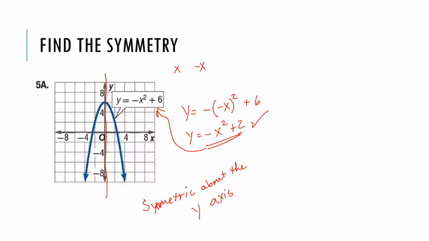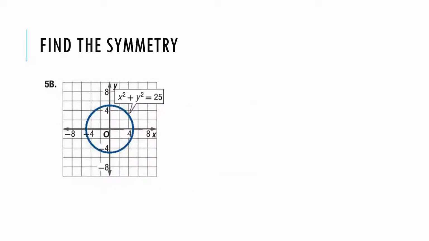Let's try another symmetry problem. Find the symmetry. Well, it looks like this could be a mirror, and it looks like this could be a mirror. Now, if it's the origin, then this is a mirror. And all three lines look like they could be mirrors. So I'm going to say it may be symmetric in all of them. So let's take a look here. Let's try y with negative y.